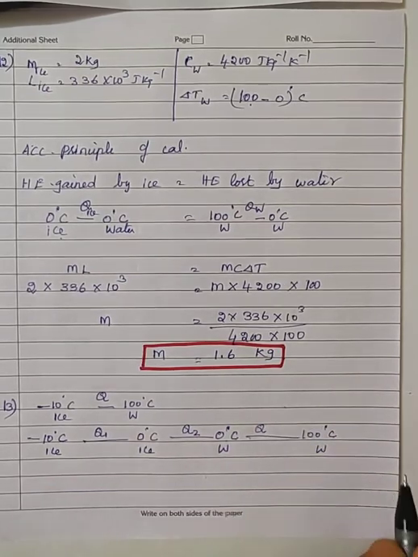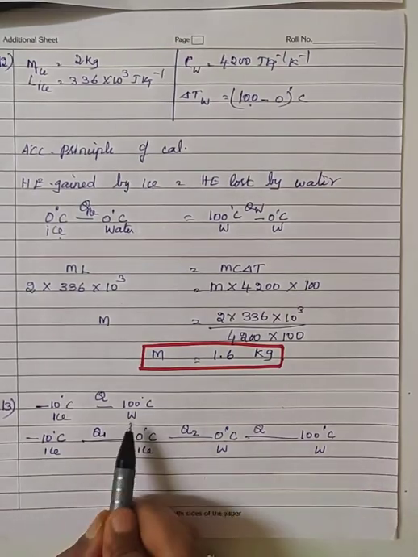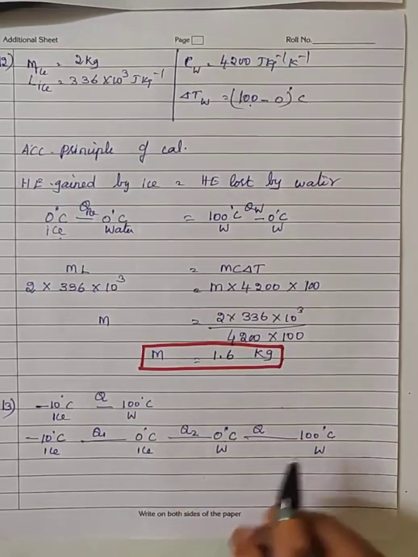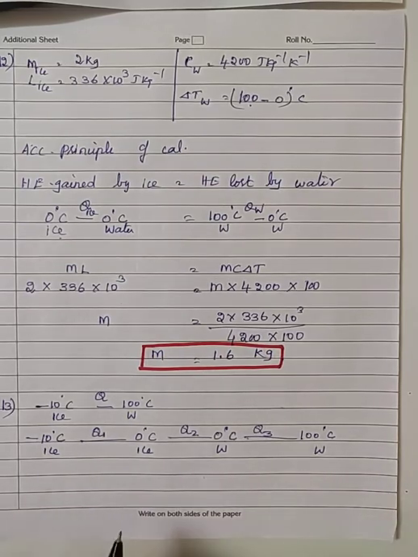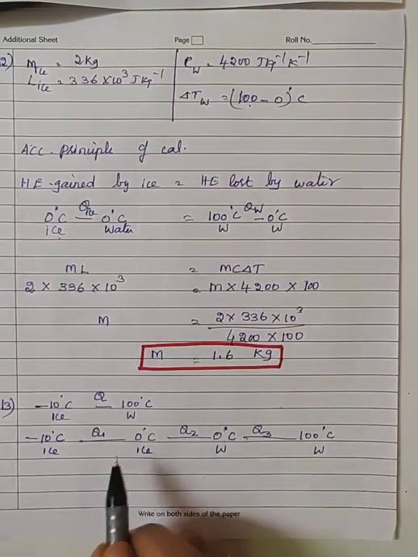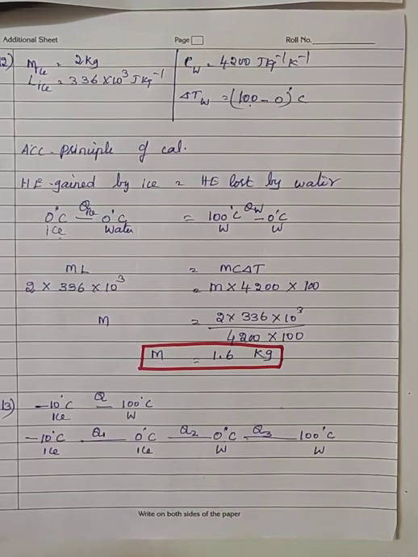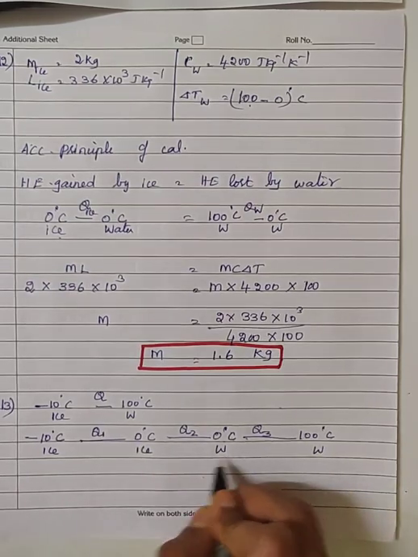Next one, 0 degrees Celsius of water will absorb some amount of heat energy to rise its temperature up to 100 degrees Celsius. So in the question it is given up to 100 degrees Celsius of water. For this process, let me take Q3 is the amount of heat energy absorbed. We have to find out the values of Q1, Q2, Q3 in this case. So first I calculate Q1.